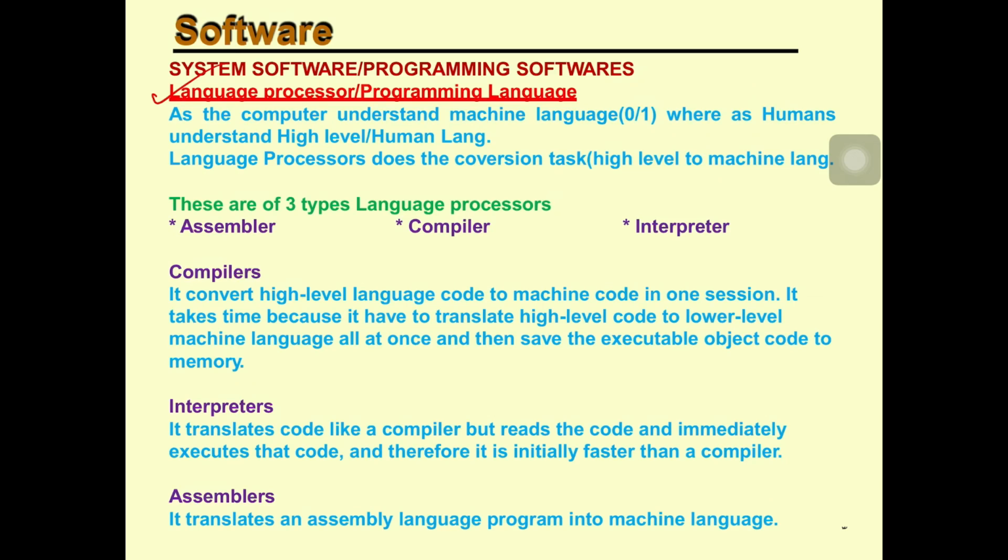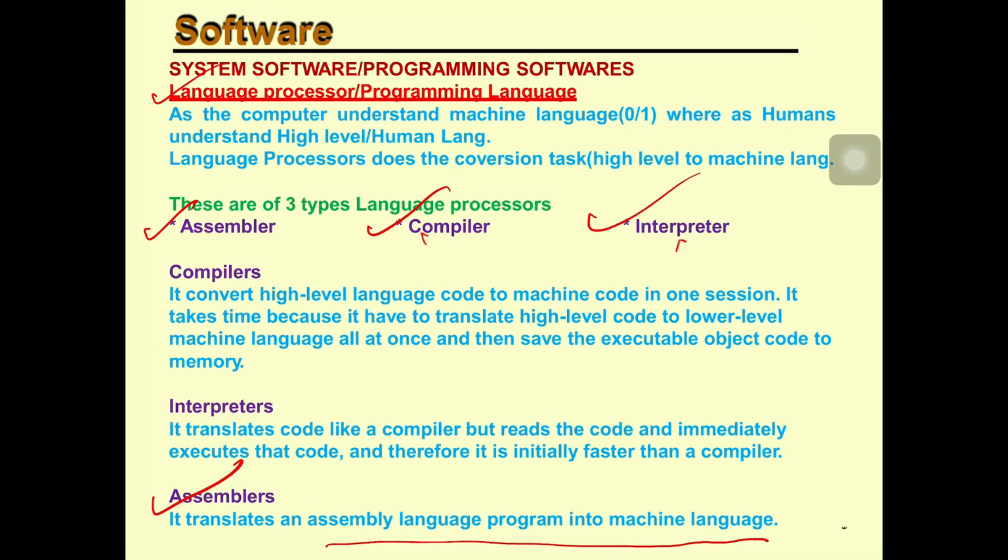There are three types of language processors. The first one is the assembler, the second is the compiler, and the third one is the interpreter. The assembler is the language processor which converts assembly language into machine language.